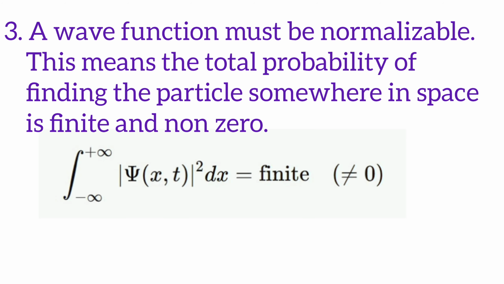Mathematically, this can be written as follows. If this integral is infinite, the wave function cannot represent a real physical particle and must be rejected. If it is 0, it means the particle does not exist. When the integral is finite and non-zero, we can multiply the wave function by a suitable constant to satisfy the normalization condition.